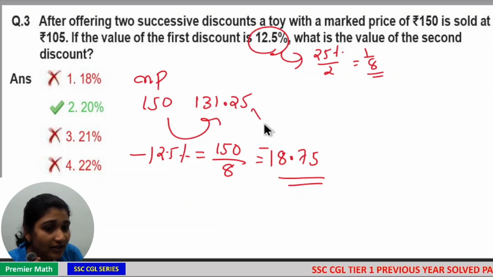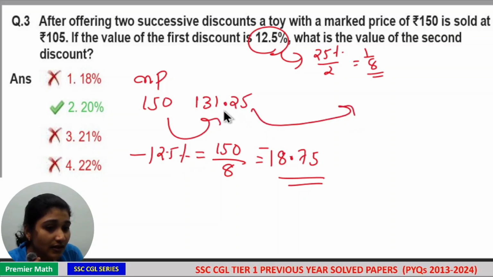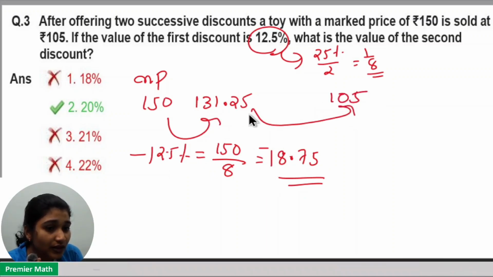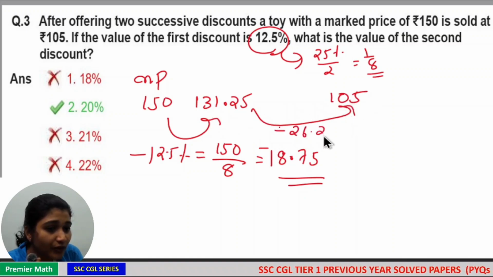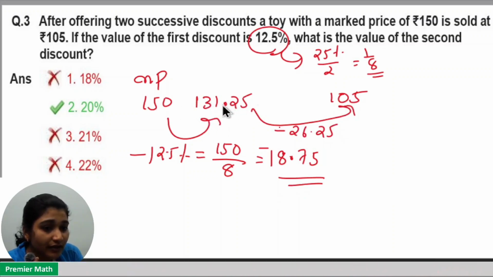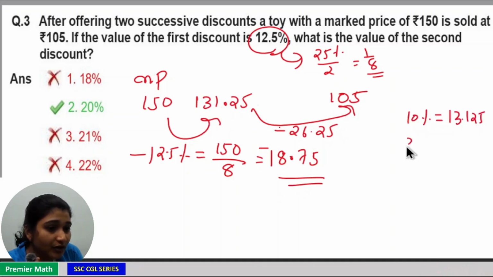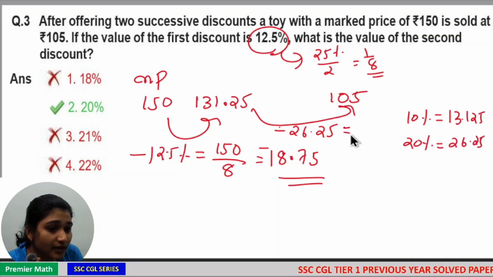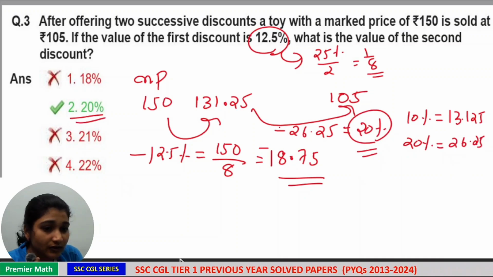Now again giving second discount on this 131.25. Then it will become 105 rupees. So here difference is equal to 31 minus 5 is 26. So difference is 26.25. If you take 10% of 131.25, which is 13.125, then 20% is equal to double of which is 26.25. That is correct. So this is 20%. So option 2 is your answer.